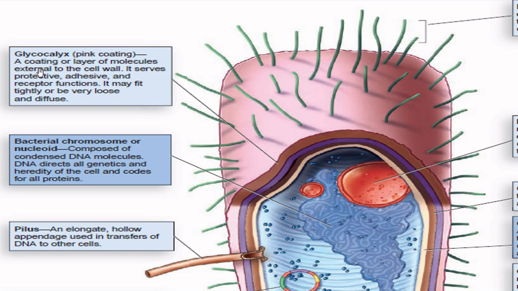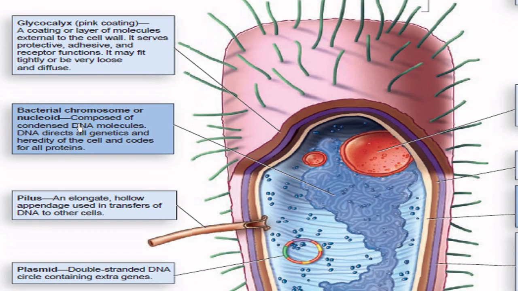What is the glycocalyx? It is a coating or layer of molecules external to the cell wall. Outside of the cell wall, it is a sticky layer, and it serves protective, adhesive and receptor functions, and it may fit tightly or be very loose and diffuse. If it is present in tight form, it is known as a capsule, and if it is present in loose form, it is known as a slime layer.